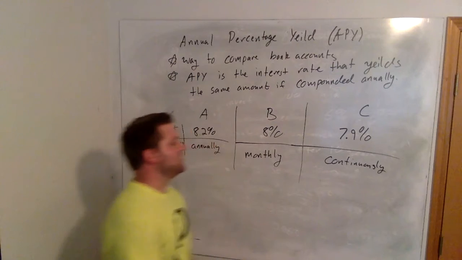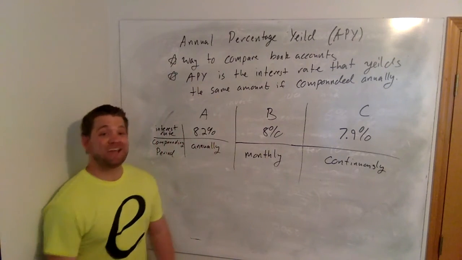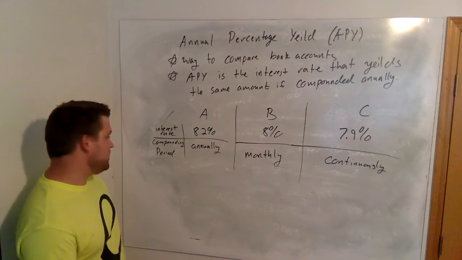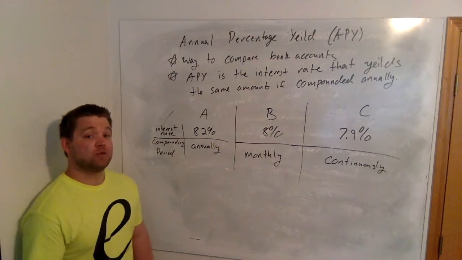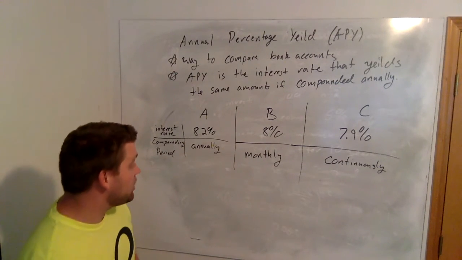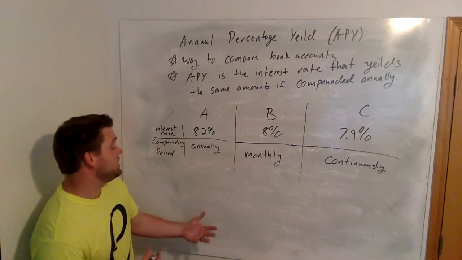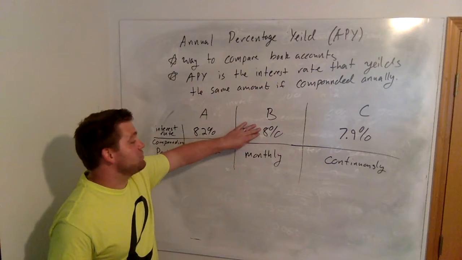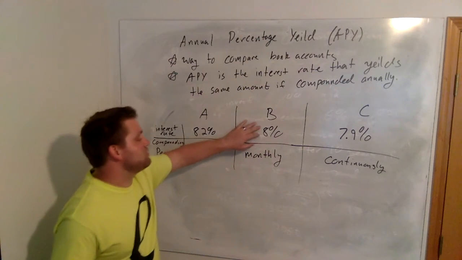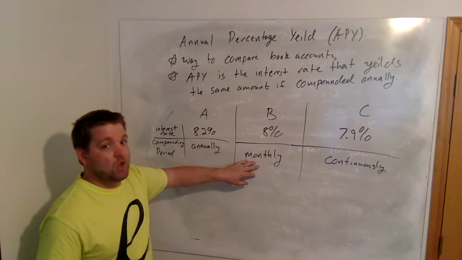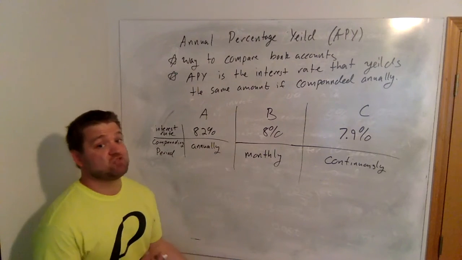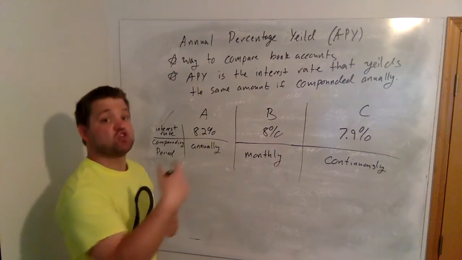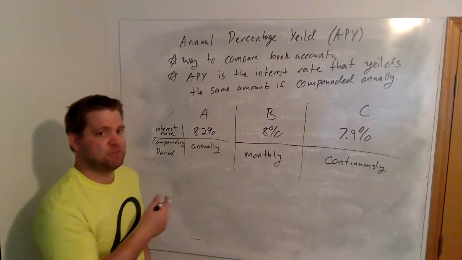I want to know which bank account is the best. Which bank account should you choose here? Different interest rates, different compounding periods. And the way we do this is we want to figure out what would be an equivalent interest rate. For the example here, we have an interest rate of 8%, compounding monthly. Well, what would be the equivalent interest rate if we were actually compounding just once per year rather than 12 times per year? And that's what the APY is.